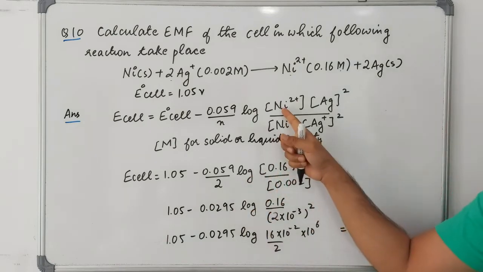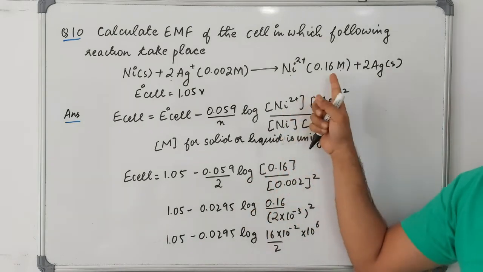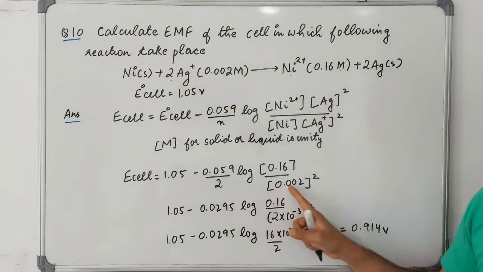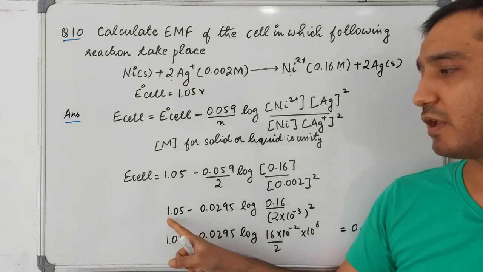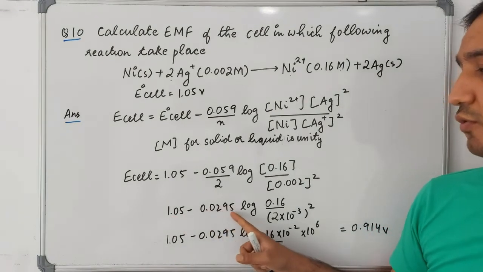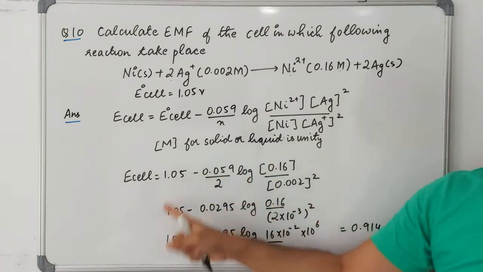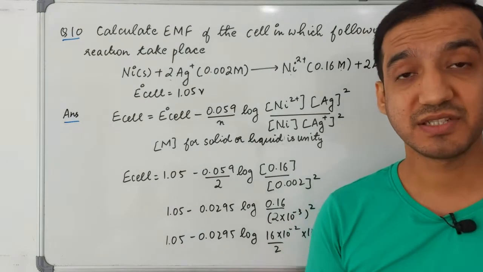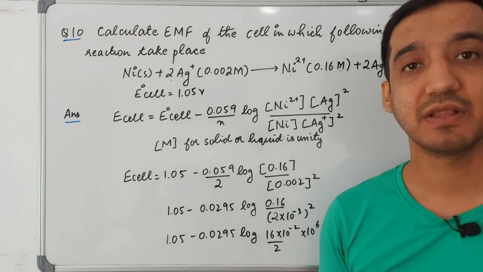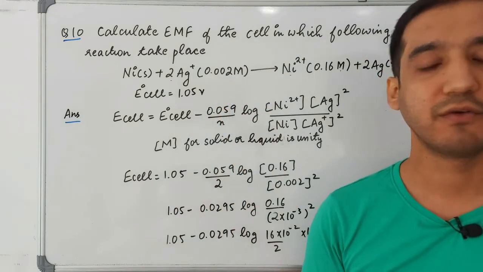Log of the nickel concentration, which is given as 0.16, and the silver concentration is 0.002 raised to power 2. Then you can calculate 1.05 minus 0.0295 log of 0.16 divided by (2 into 10 to the power minus 3) squared. After doing the calculation, the answer you will get is 0.194 volts. So remember, this is the Nernst equation. Whenever the concentration is not equal to 1 molar, you have to use this equation.